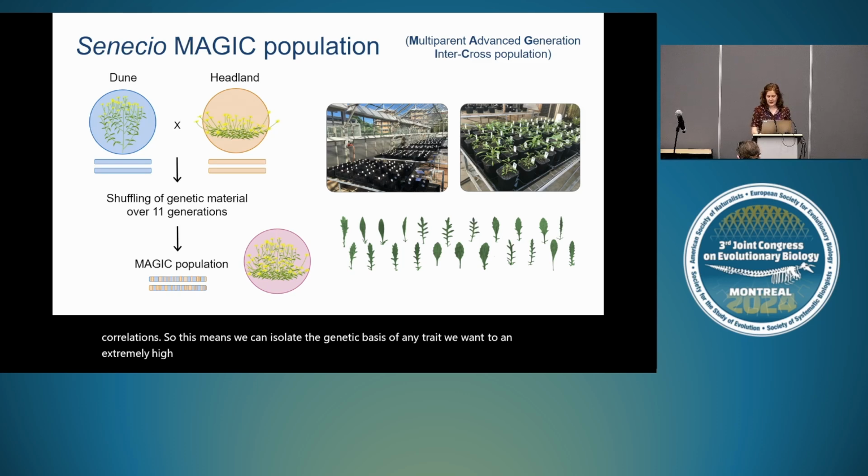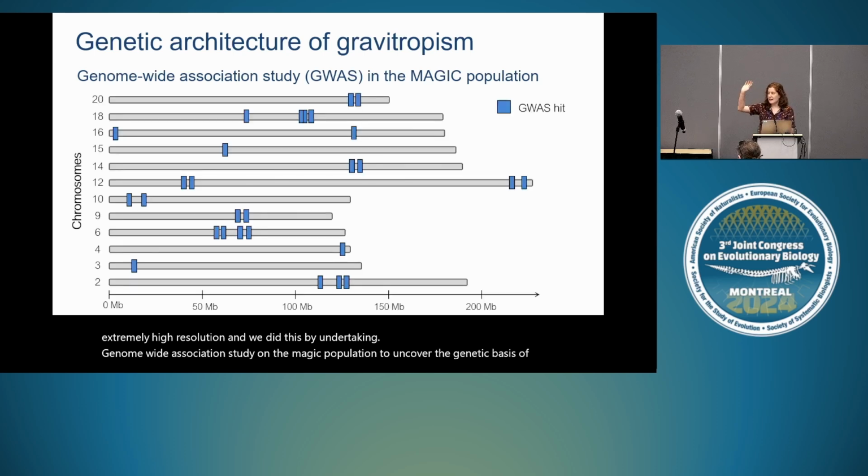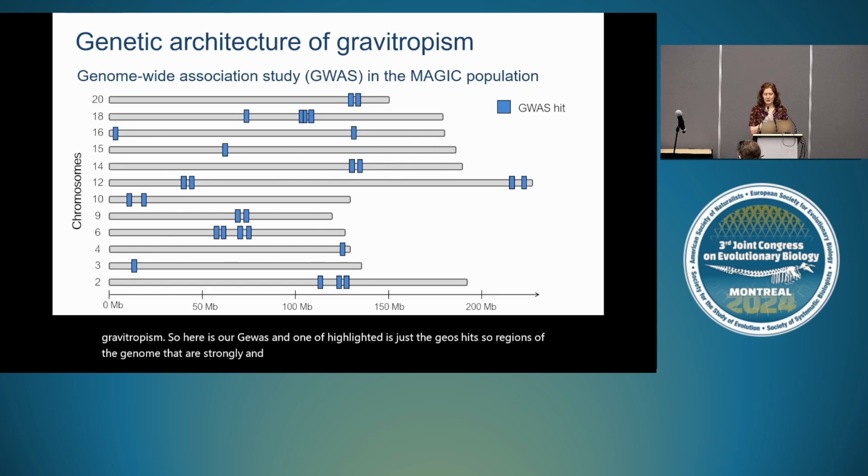And we did this by undertaking a genome-wide association study on the magic population to uncover the genetic basis of gravitropism. So here is our GWAS, and what I've highlighted is just the GWAS hits, so regions of the genome that are strongly and directly associated with gravitropism. So we see adaptation here is polygenic.